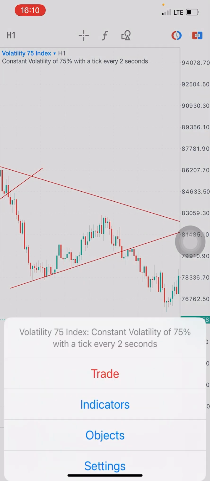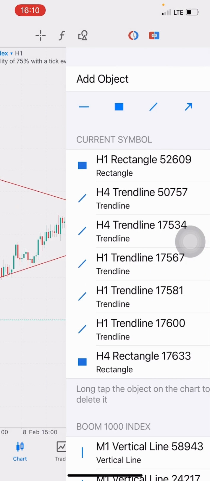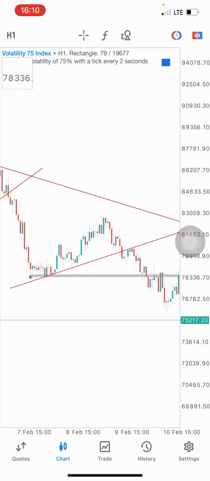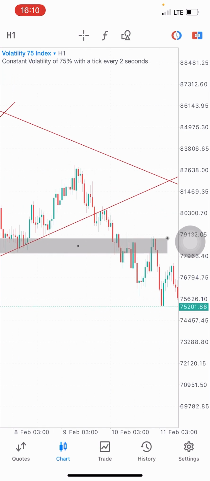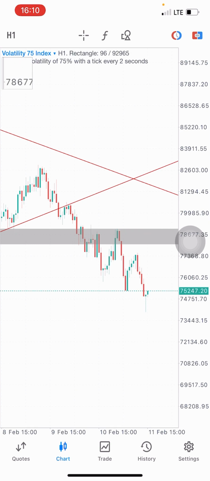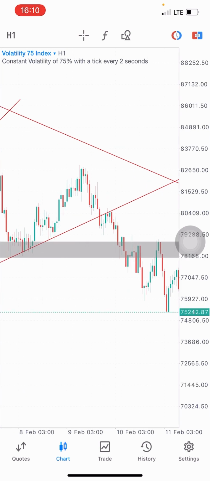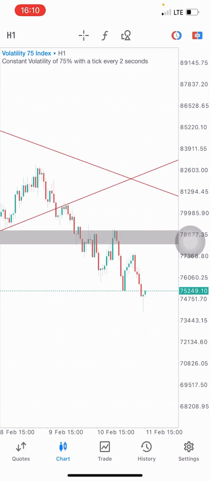Now I'm going to mark this area here, in order to help me identify the resistance zone, so that I'll have a better understanding of what's happening in the market. So now I mark this.